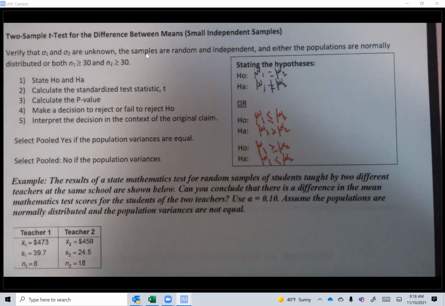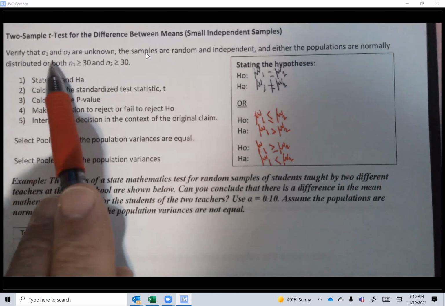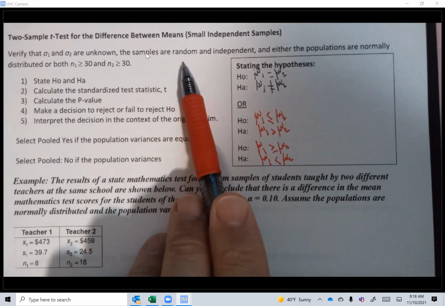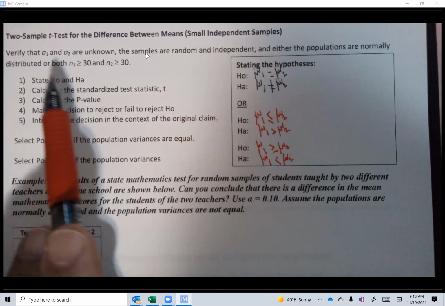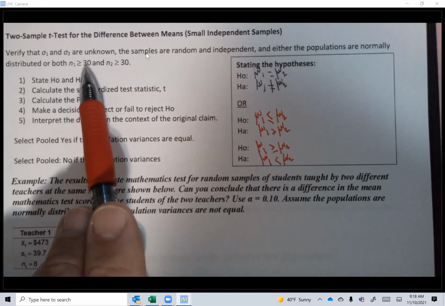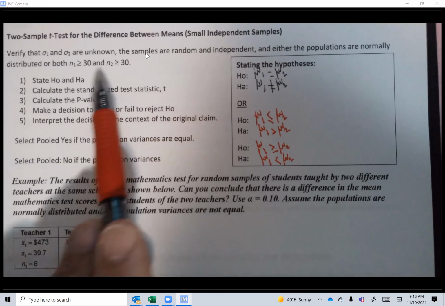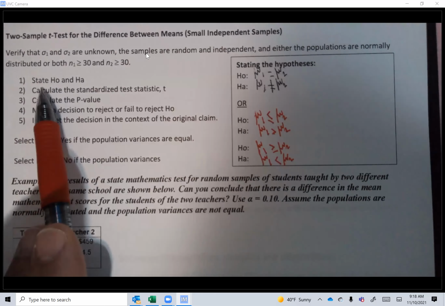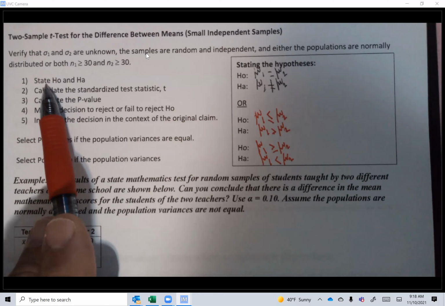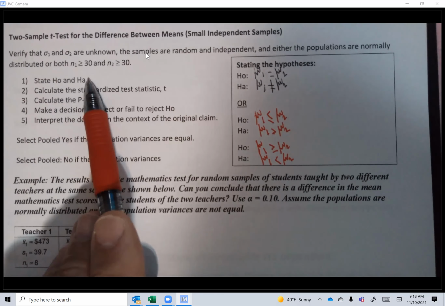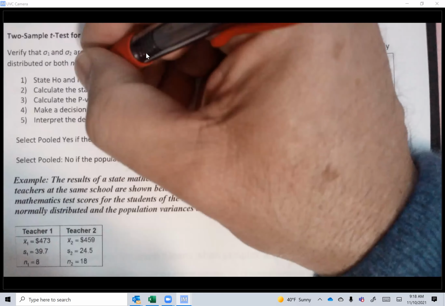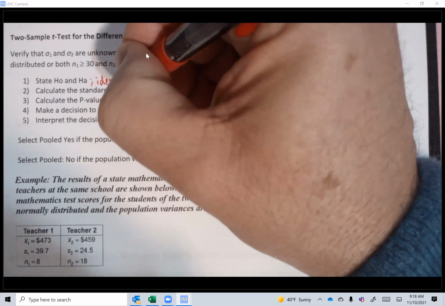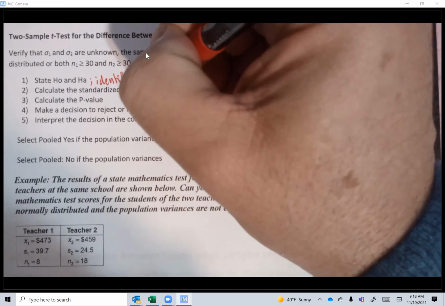Okay. Now, verify that sigma 1 and sigma 2 are unknown. Verify that the samples are random and independent, and verify that the populations are normally distributed or the sample sizes are 30 or more. How do you proceed with the test, guys? Just like in the previous chapter and the previous section. State H0 and HA and identify the claim. I want to add here, identify the claim as well. That's important.